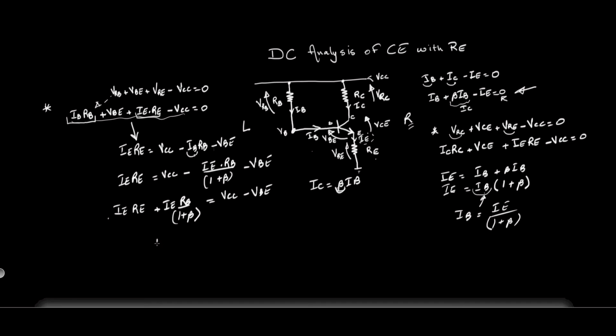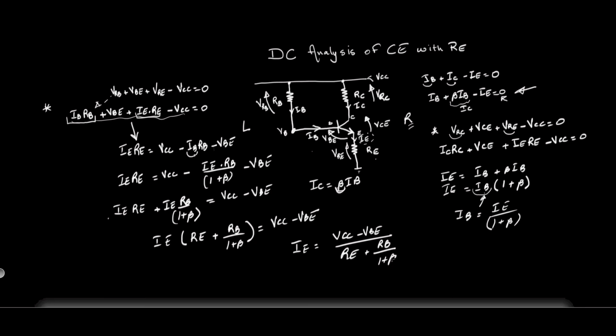Can we factor the IE? Absolutely. IE times RE plus RB over 1 plus beta equals VCC minus VBE. Can we extract IE now? Absolutely. IE will be equal to VCC minus VBE divided by RE plus RB divided by 1 plus beta. Excellent. So can we figure out IC with this?